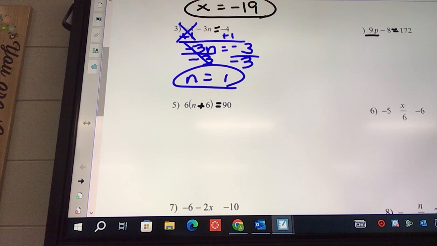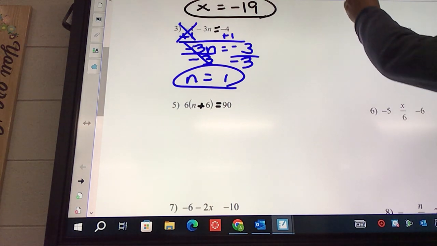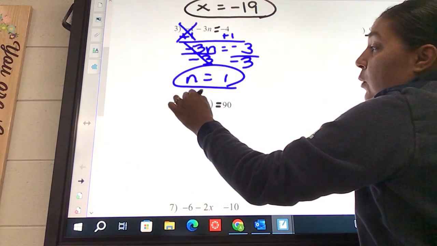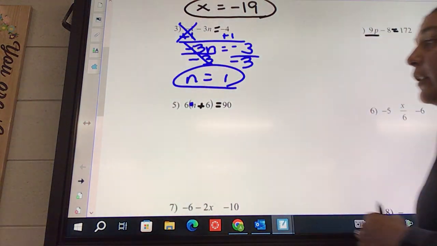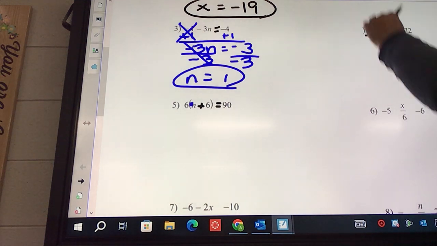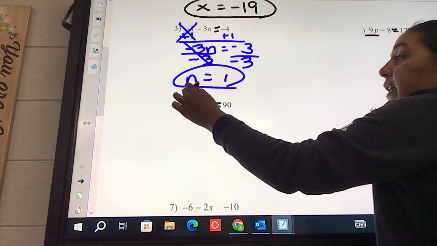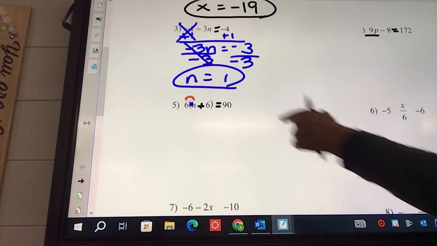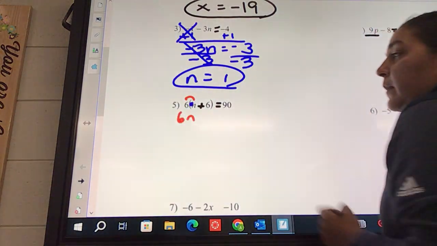Okay, 5 starts to look a little bit different because these are multi-step. Again, if we think about it, what's it mean when something's right next to it? It means multiplication. So see this 6 on the outside? That means multiplication. First of all, there's really a 1 in front of this n, behind that parentheses. So when we distribute, you're going to say 6 times 1. What is 6 times 1? 6. So we're going to get 6n for this first piece.